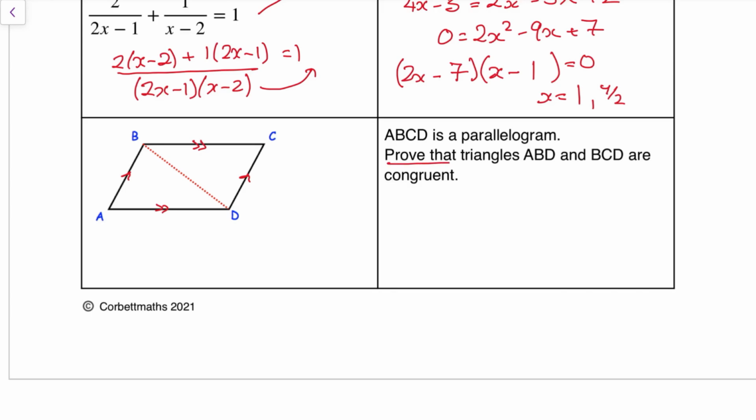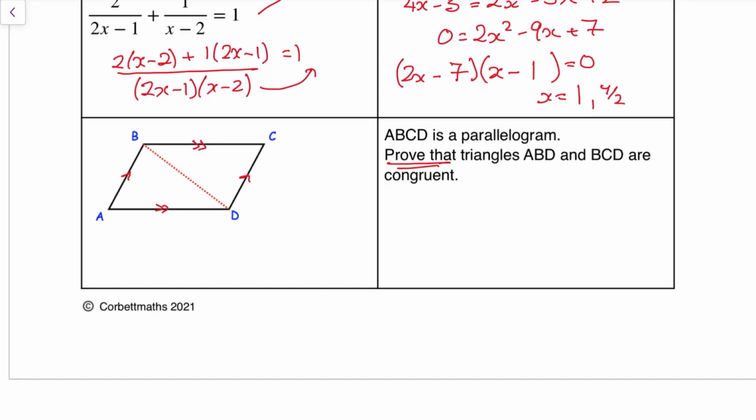Prove that. So I need to be convincing. Prove that triangles ABD and BCD are congruent. To prove they're congruent, I need to show they are either ASA or they are SSS or, was it the one SAS, isn't it? I think it is. This is not a too bad one. I just need to be clear in my reasoning.